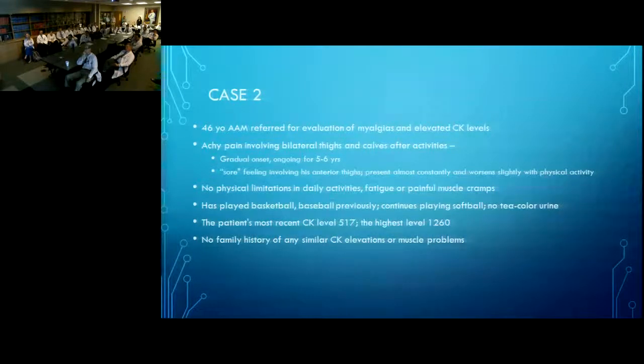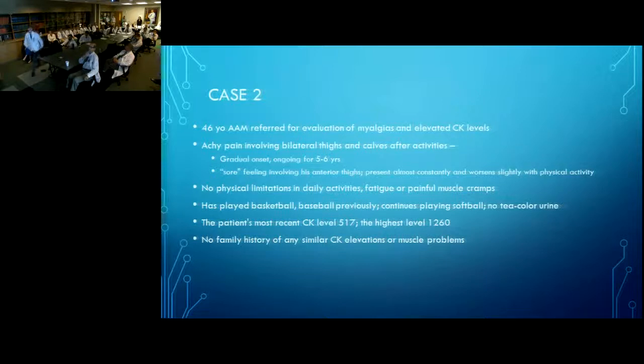He actually worked in an environmental service section, and he did quite a bit of physical activity throughout the day, but didn't have any trouble with that. He also didn't have a prior history of functional limitations. He was able to play sports and denied having any suggestion of myoglobinuria. But his CK levels were elevated. The highest level was 1200, and the most recent prior to his referral to our clinic was 517.